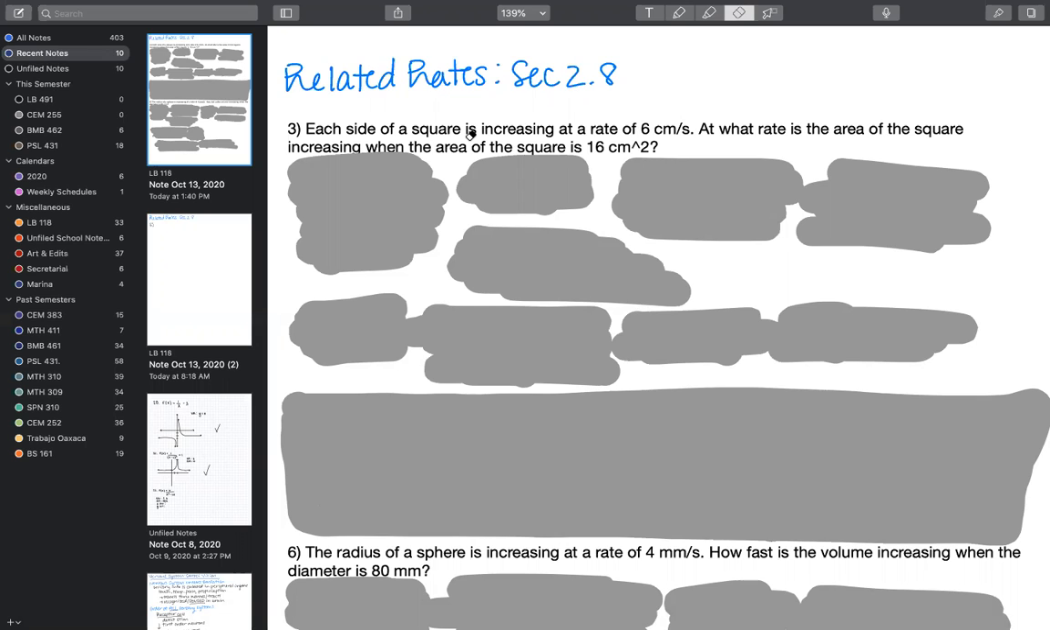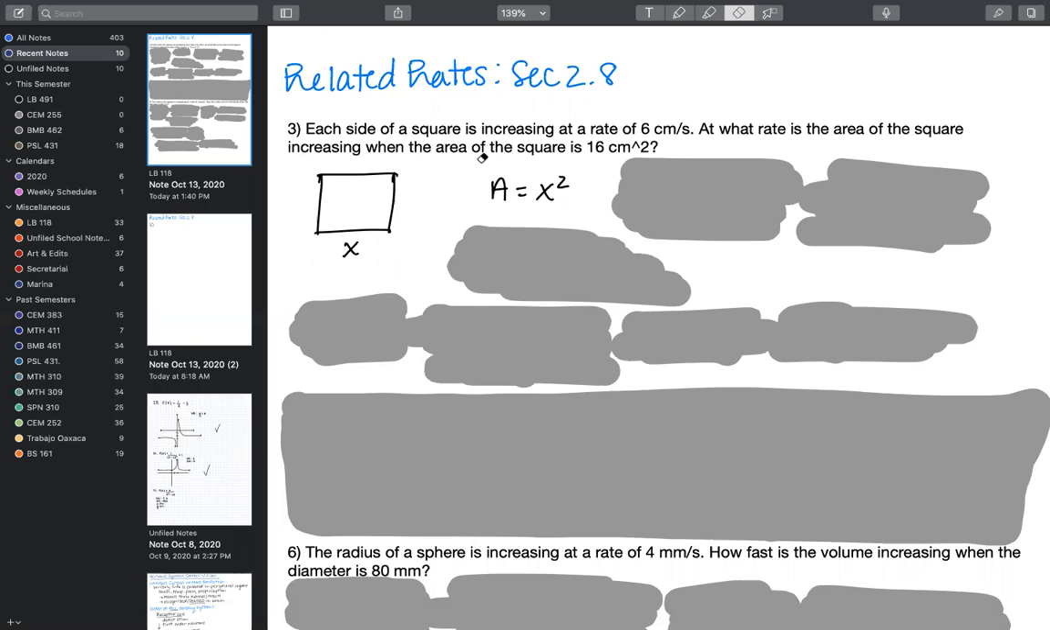Each side of a square is increasing at a rate of 6 centimeters per second. At what rate is the area of the square increasing when the area of the square is 16 centimeters squared? So the first thing that I always do is I'll draw out a diagram. So for these problems today, the diagrams are going to be pretty simple. But we're given a square and we're going to assign the variable x as the length of the square, which is going to be changing.